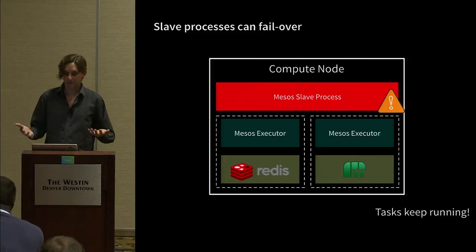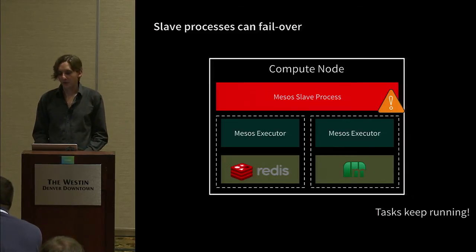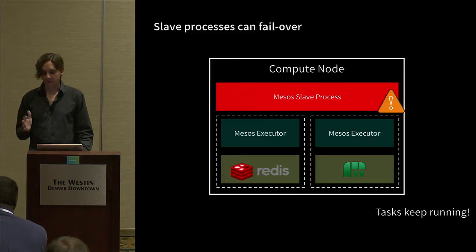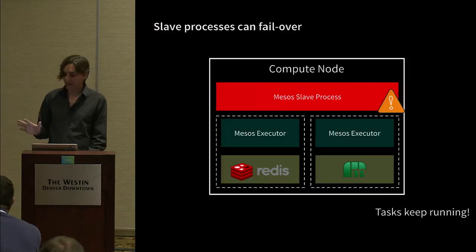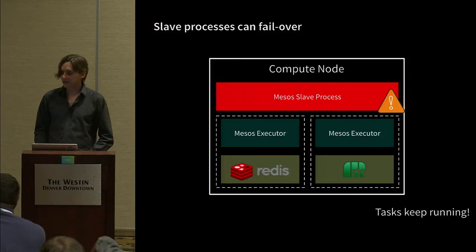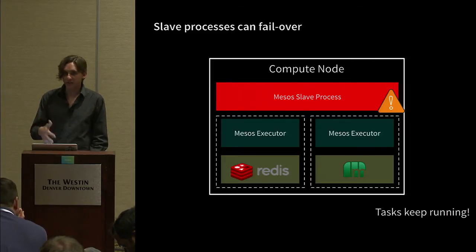Of course, if the entire slave machine dies, you'll lose any tasks that are running on the slave, because the whole machine's gone. So we leave it up to the framework to respond to lost or failed tasks. Stateful frameworks like Memcache or Redis would need to replicate their state in order to be tolerant of task failures. But stateless frameworks like Hadoop can just relaunch the tasks on other slaves.